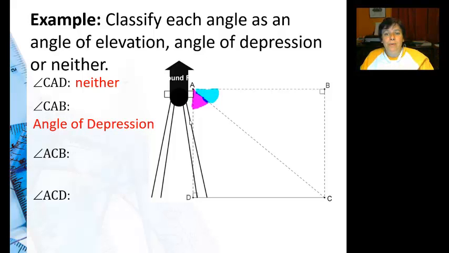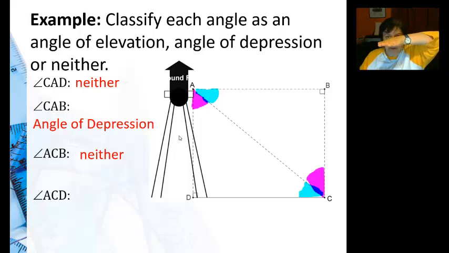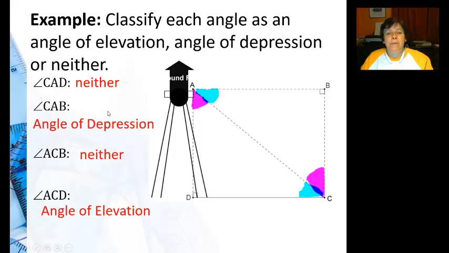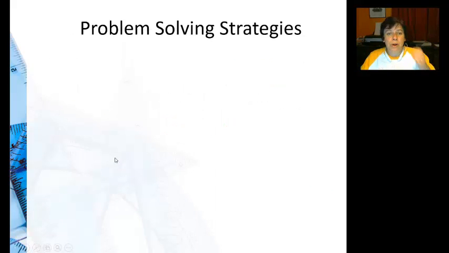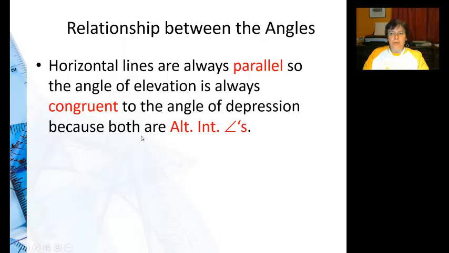For this next angle, you can say that the person is either kind of looking up or looking straight up, that's not where we start. We start at the horizontal, so that one's neither. Finally, this one is for a person who's looking straight out and turns their eyes up. That one counts as the angle of elevation. Now there's a special relationship between these two blue angles. Because horizontal lines are always parallel, the angle of elevation is always congruent to the angle of depression because both are alternate interior angles.